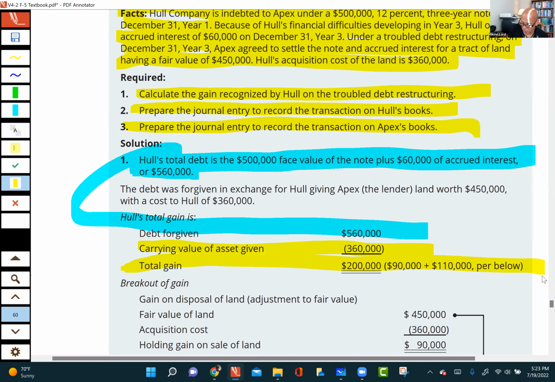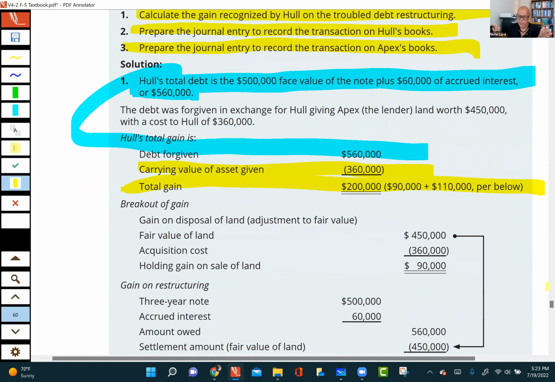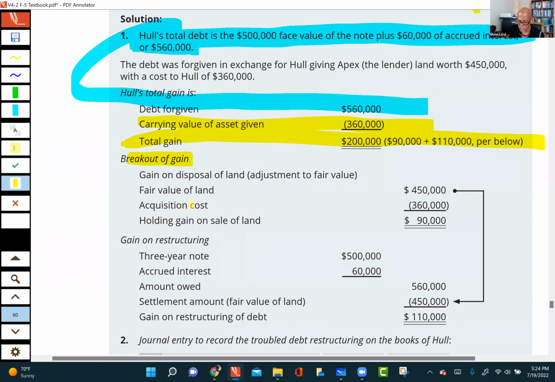Now, I don't know that Becker has to say "per below." It didn't have to be per below. You could just simply say what the debt forgiven was, carrying value 560. The carrying value of the asset was 360. The total gain on this is 200,000. I don't know why they have to say per below, but if you wanted to break out the gain, you could do that, because maybe an entity thinks that this gain on the restructuring is significant enough that they want to show it as a separate line item on the financial statements, and the portion related to the holding gain of the land versus that of the forgiveness of the debt. If they wanted to break those out into separate amounts, they might do something like this. But the answer to this question is given right here if they ask the total gain.